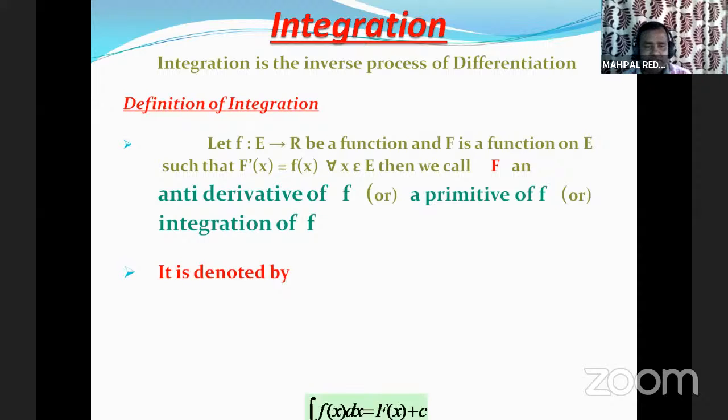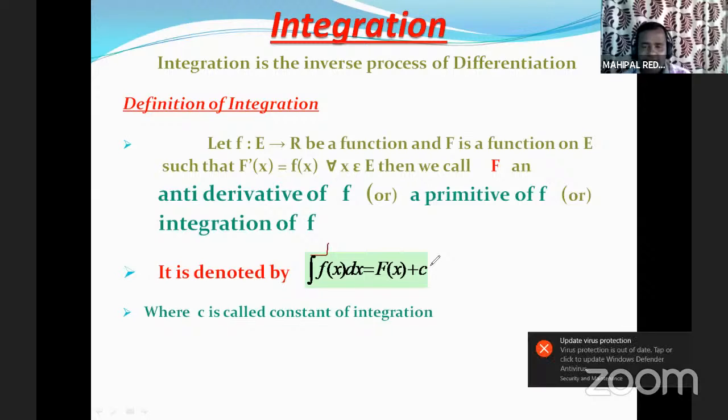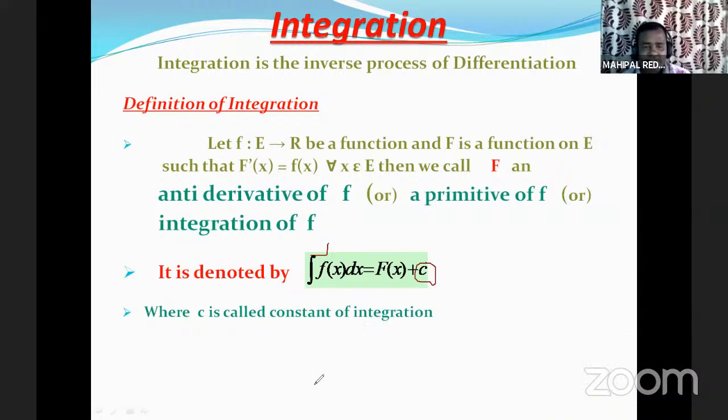So it is denoted by the symbol called integration. Integration f of x dx equals capital F of x plus c. So this is the symbol. This symbol is called the integration symbol, and c is called the constant of integration.